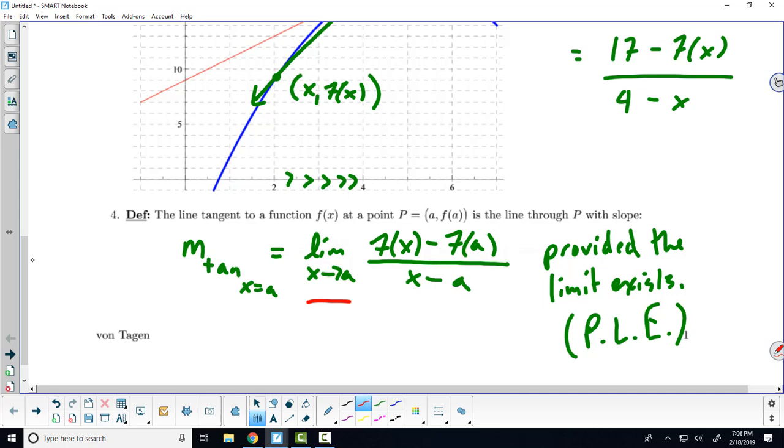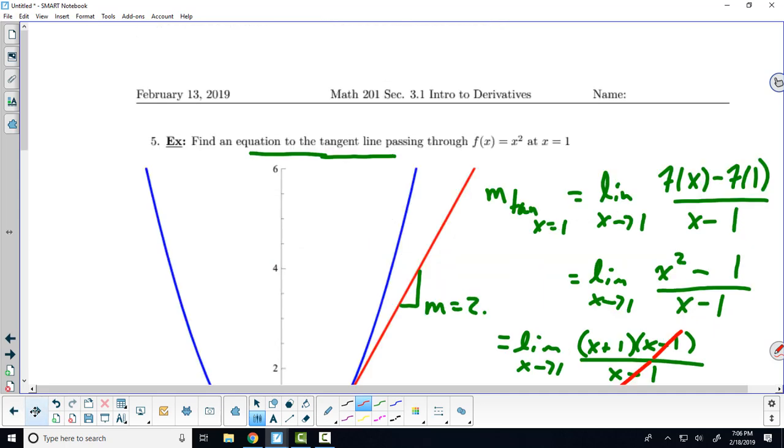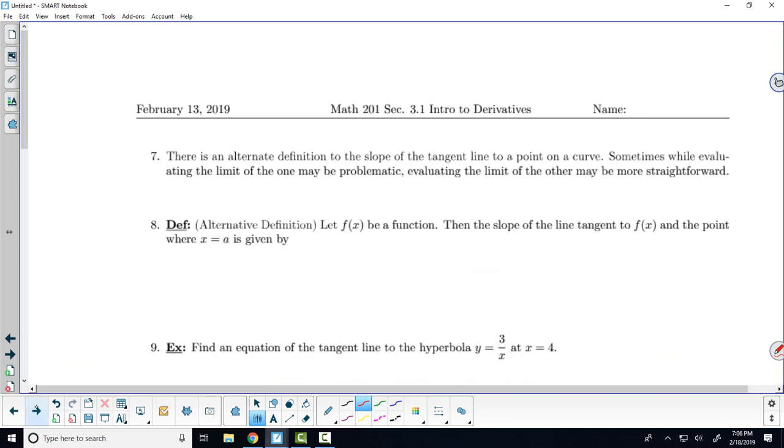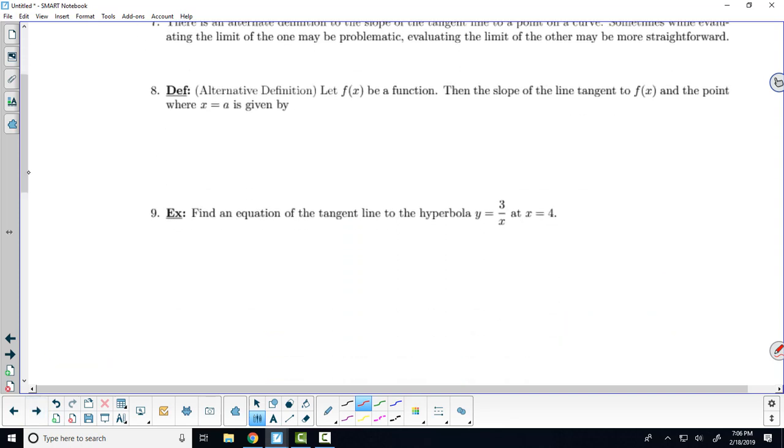There is an alternate way of thinking about this. Rather than saying x is getting close to a, let's think about the distance between this point and this point. What's the distance between these 2 points doing? The distance is going to 0. Right? The distance between the 2 points is approaching 0. Okay? So that's an alternate way of thinking about this. And because of that, we can give a different definition to the slope of the tangent line at a given point. Okay? Why do I give you 2 definitions? To confuse you? No. Sometimes one definition is easier to work with than the other.